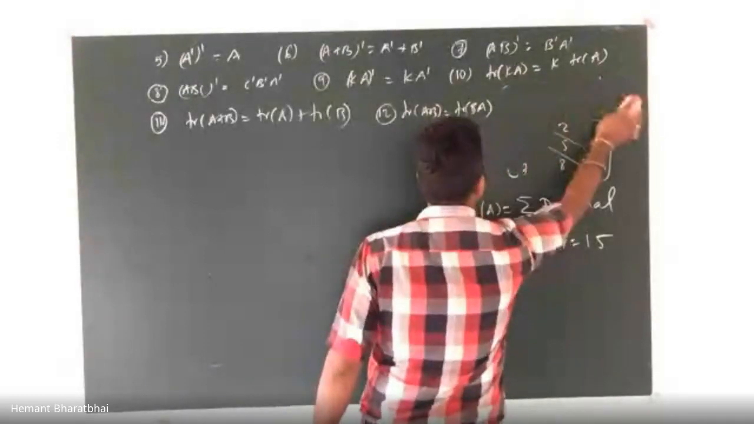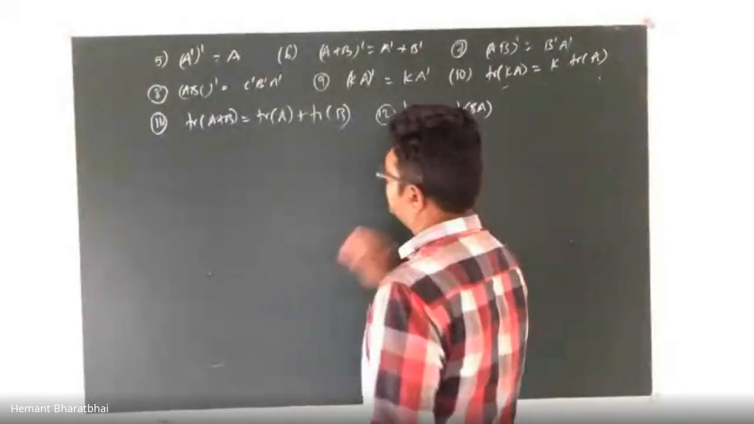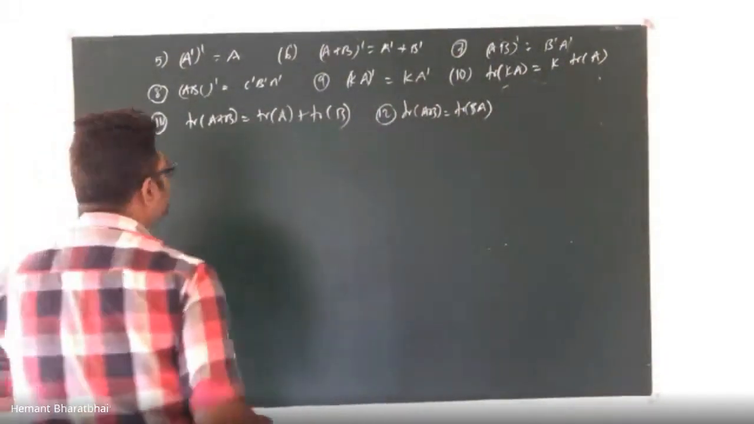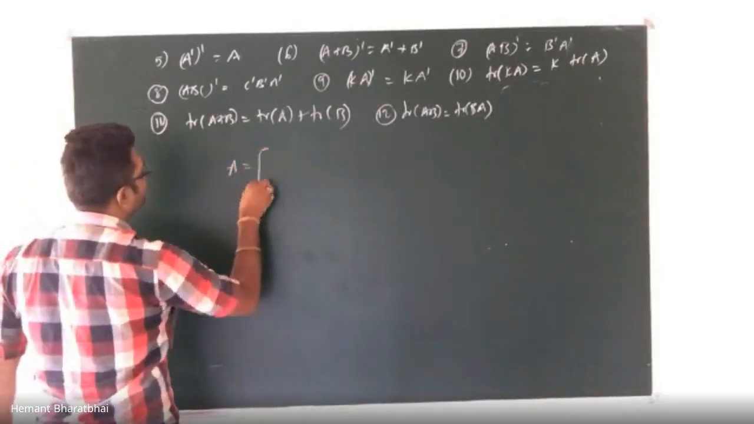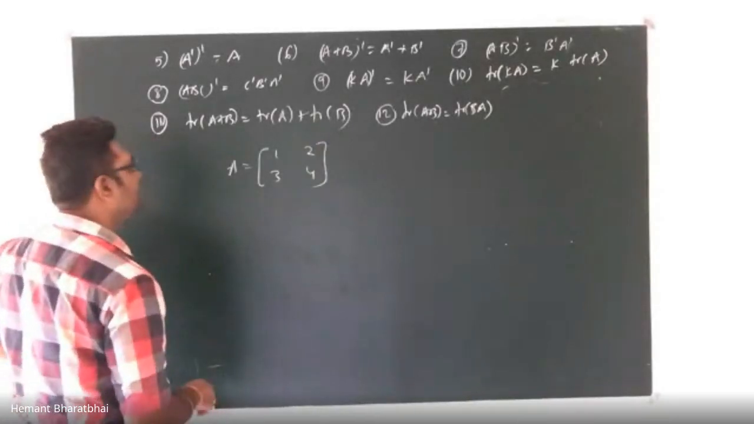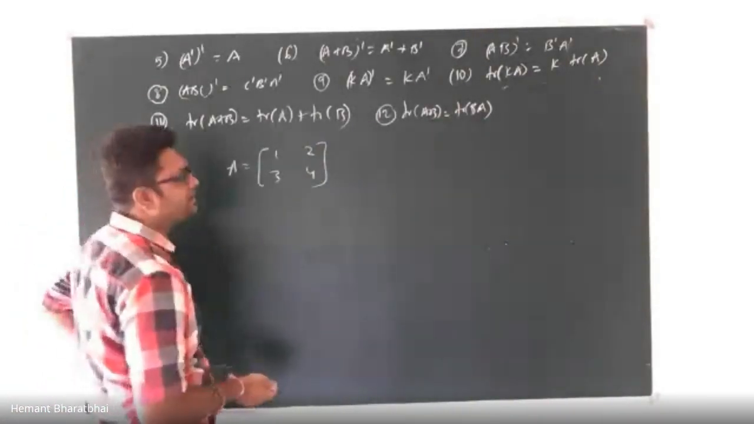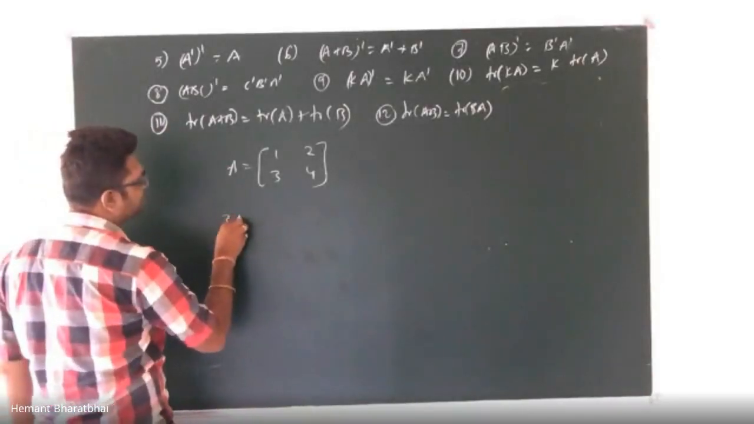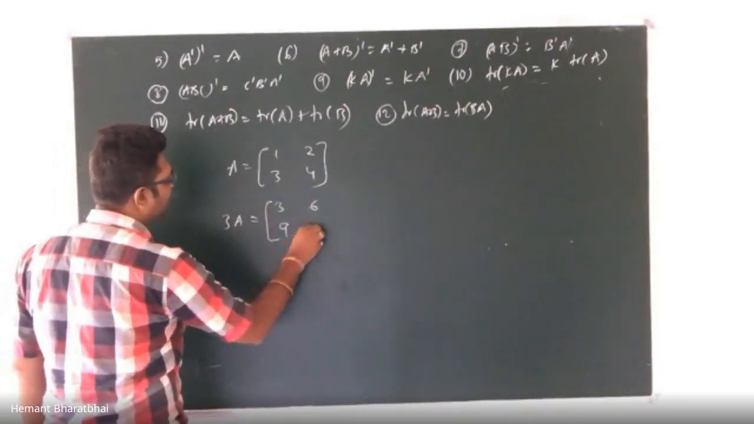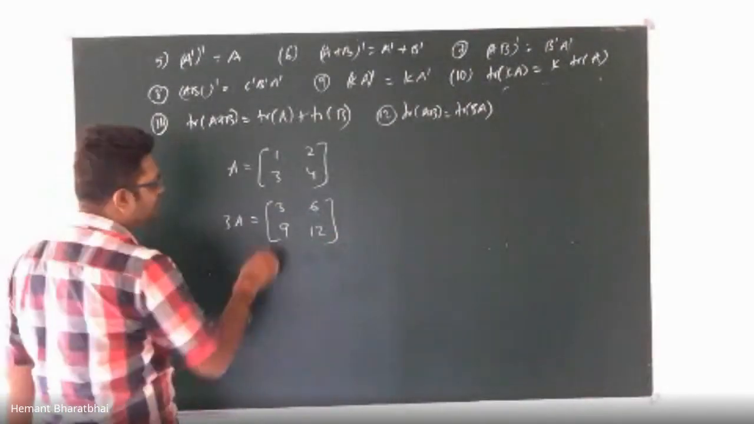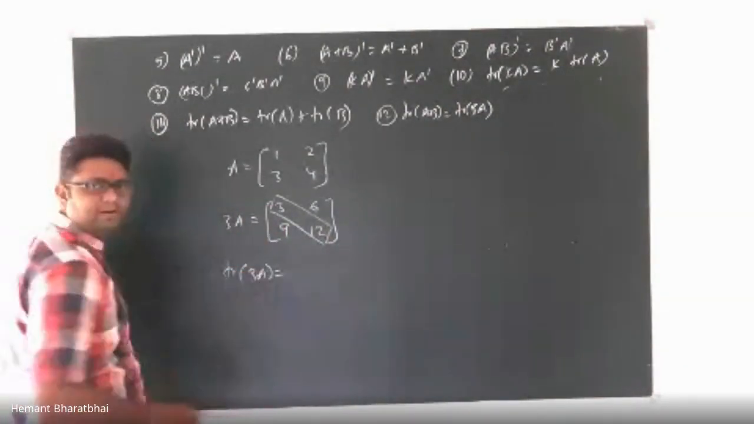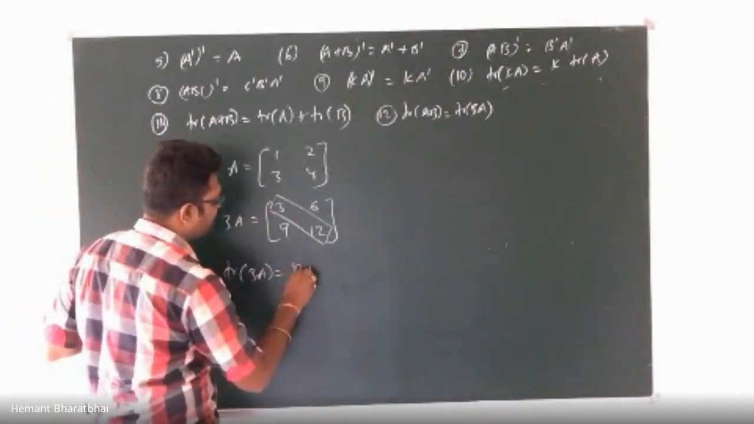So let's see. Let's prove it. So I have a matrix A as 1, 2, 3, 4. So let me take any K, which is nothing but any constant. Let me multiply it with any constant. Suppose I am writing 3A. So 3A will be 3, 6, 9 and 12. So trace of matrix 3A will be nothing but 12 plus 3, that is 15.